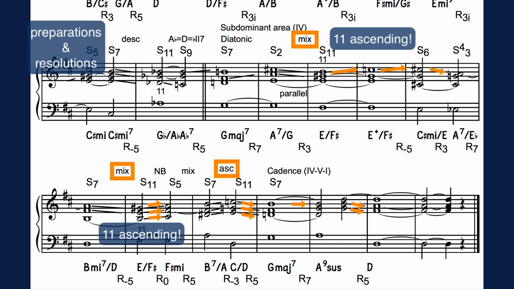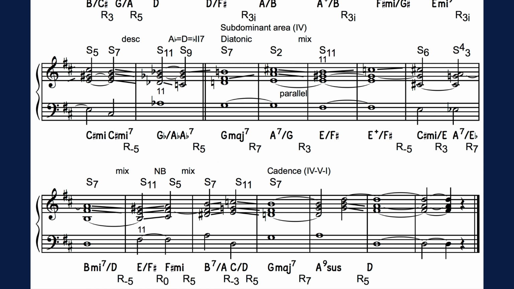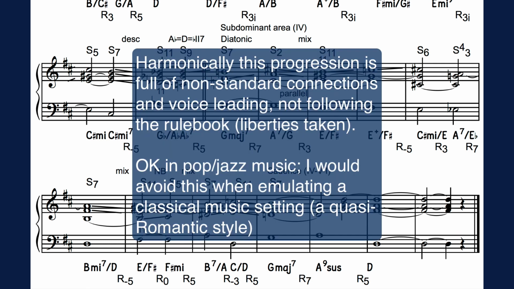Once again, there is irregular voice leading with an ascending 11. The piece closes with a cadence, returning to the original tonic D major. The ascending 7th in G major is acceptable as a preparation of the 11th chord, the A dominant 9 sus4. All in all, this example piece combines textbook usage of dissonant extended chords with non-standard voice leading.